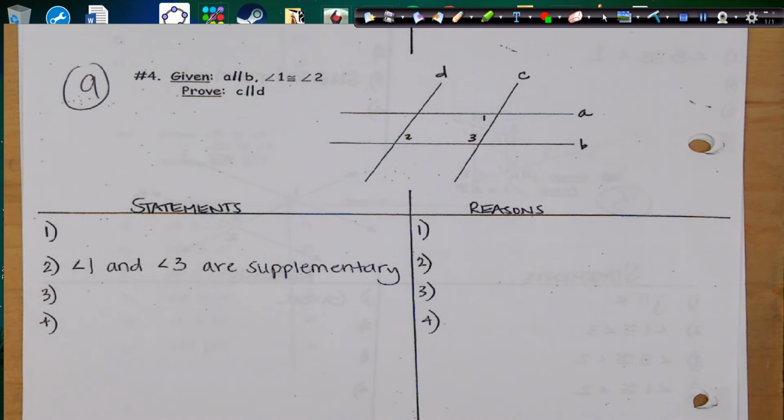All right, this is our Chapter 3 warm-up. I'm going to do a couple problems similar to what we're going to see on the quiz. So let's go ahead and get started. This first one, A and B are parallel.